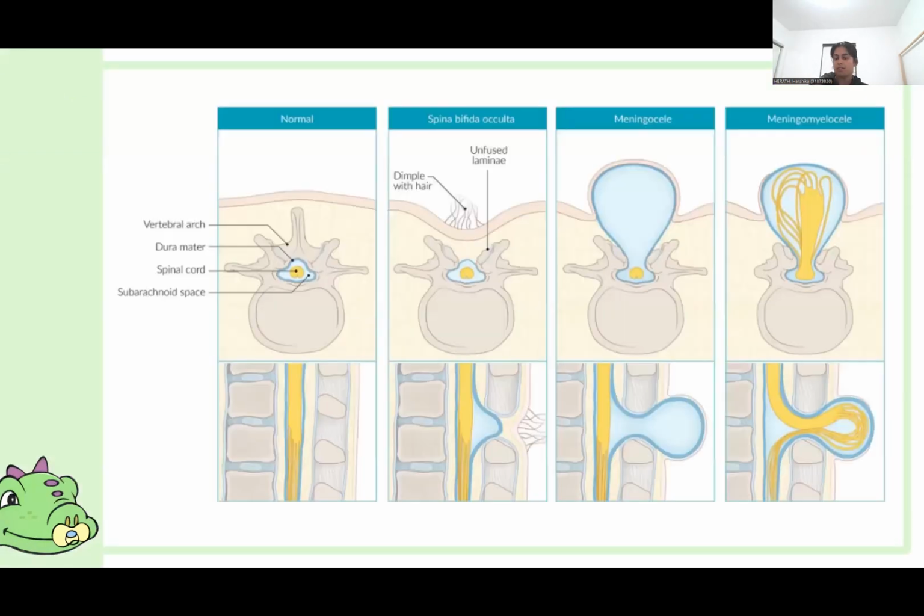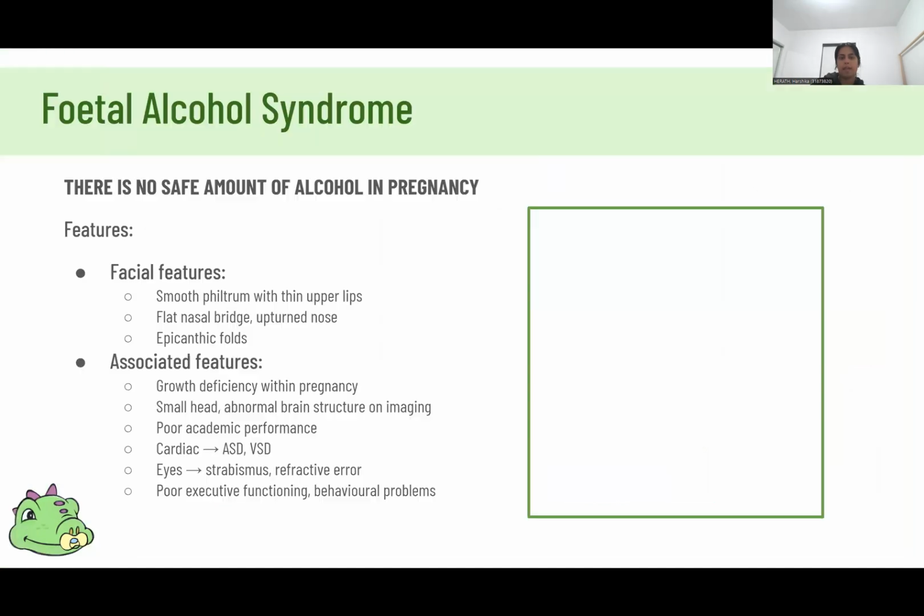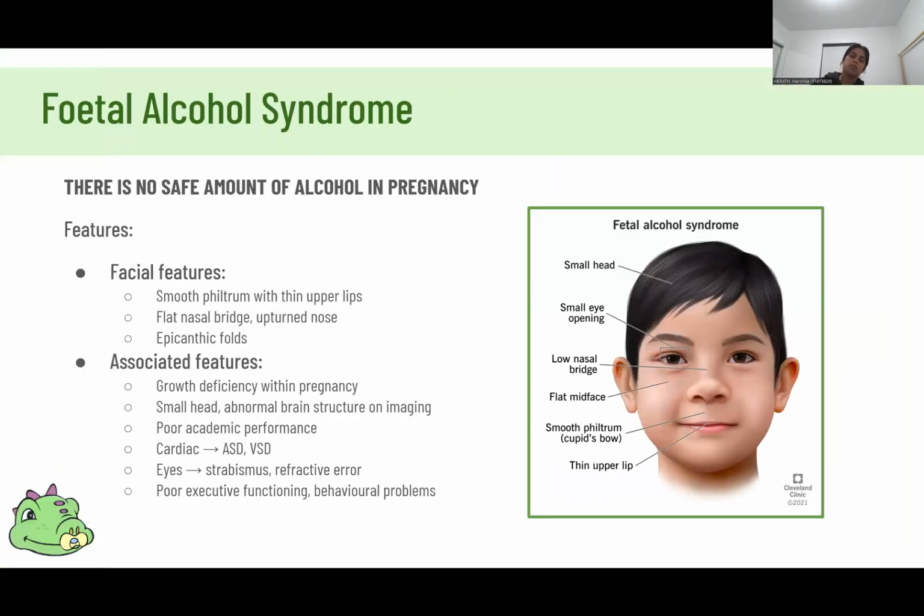So these are the different types of neural tube defects. All right, so fetal alcohol syndrome essentially results from alcohol consumption during pregnancy. There is no safe amount of alcohol during pregnancy. You know, people talk about safe amounts of coffee and things like that. Does not apply at all to alcohol.